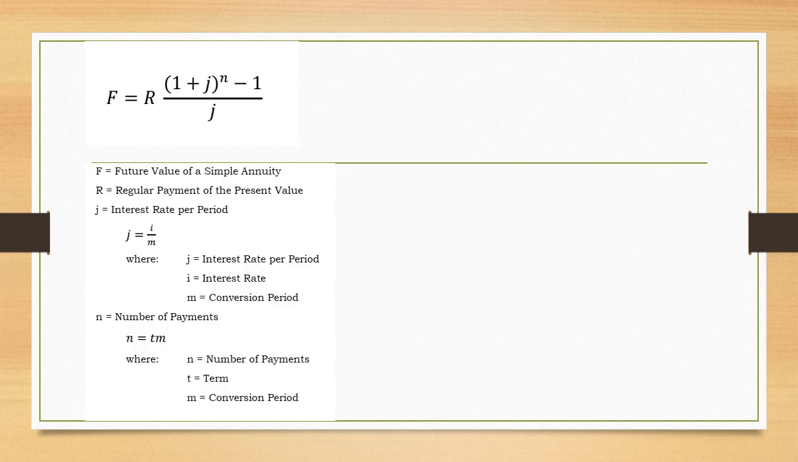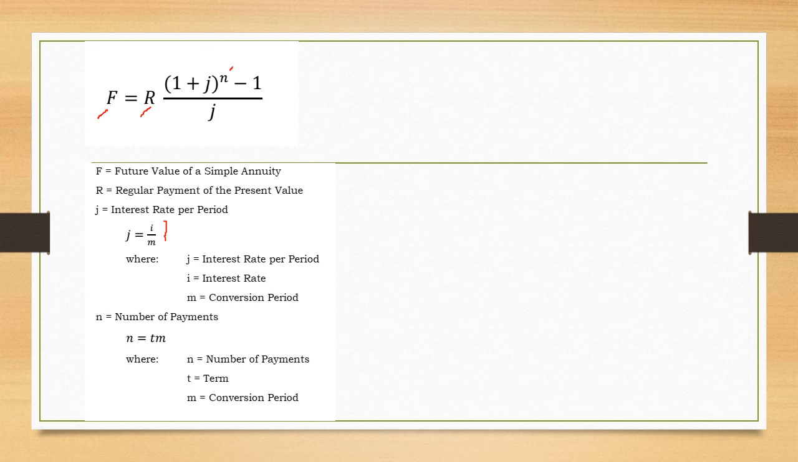Now let us try to solve the future value of John Mark using the formula. So this will be the formula. F is equal to R times quantity 1 plus J raised to N, minus 1, all over J, where F is the future value, R is the regular payment, J is the interest rate per period, which can be computed using I divided by M, where I is the interest rate and M is the conversion period.